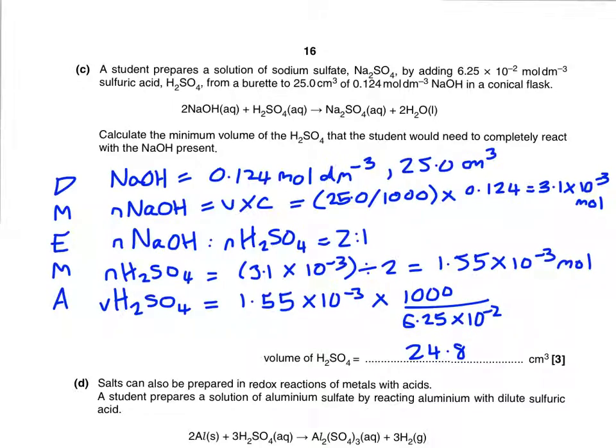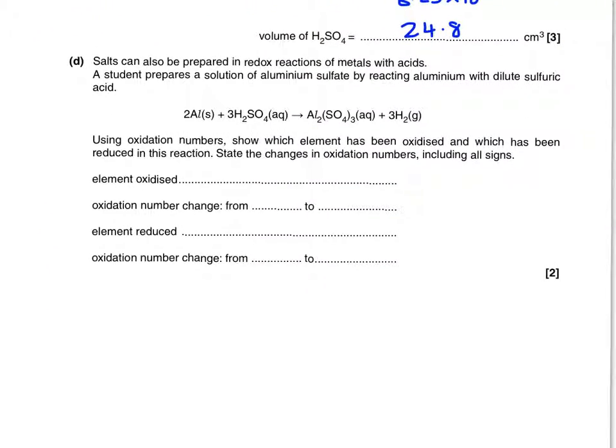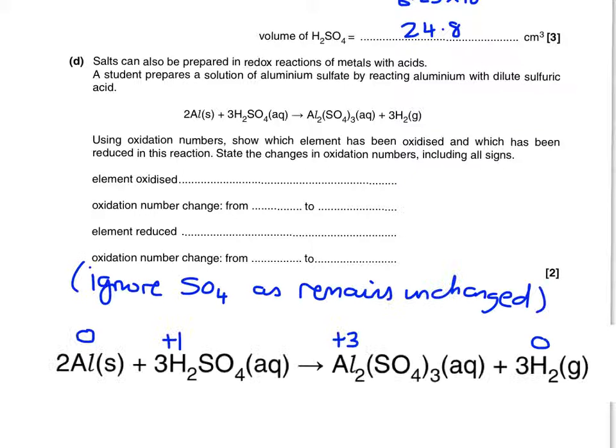So now we can move the page down a bit, and you can see quite clearly it's an oxidation numbers type question. So what we'll do is make the equation a bit bigger so we can put the oxidation numbers in. So ignoring the sulfate part, because we can see clearly that that remains unchanged.